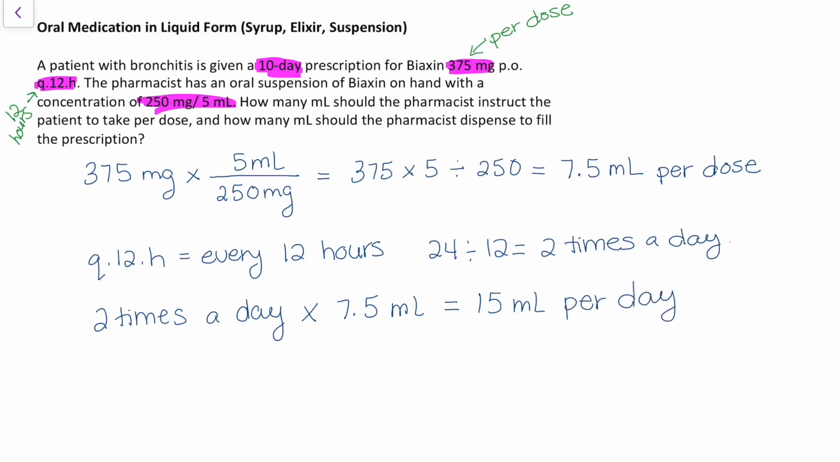We also know that we want to give them a 10-day supply. So I'm going to times that by how much they need to take per day. So I need to give them 150 milliliters to fill the prescription.